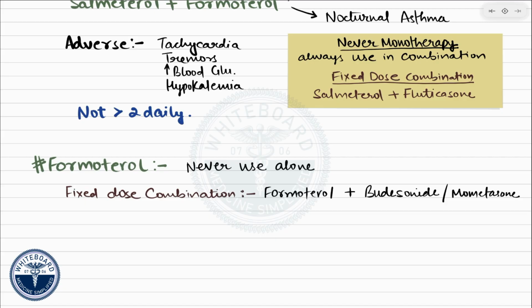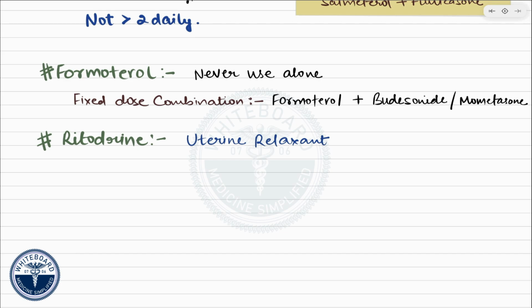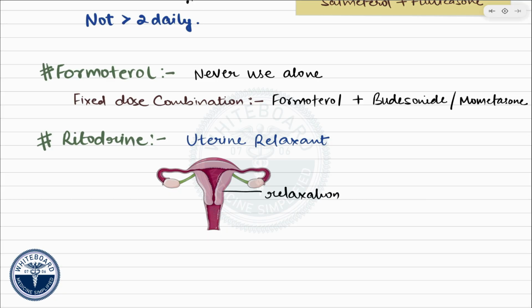Finally, let's discuss Ritodrine, another beta-2 selective adrenergic agonist. Unlike the other beta-2 agonists that we have discussed so far, Ritodrine was developed specifically as a uterine relaxant rather than as a bronchodilator. Remember that beta-2 receptors are present not only in the bronchi but also in the smooth muscle of the uterus. Therefore, stimulation of these receptors causes relaxation of the uterine smooth muscle, reducing the frequency and strength of uterine contractions.